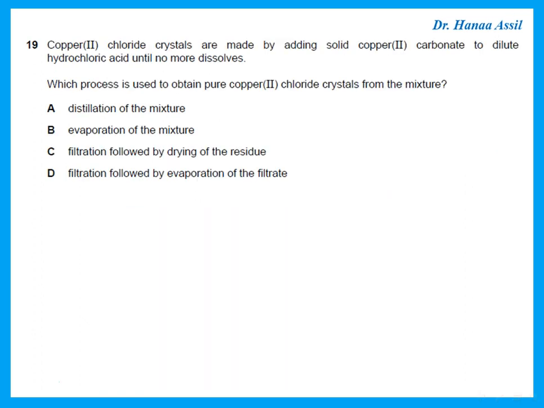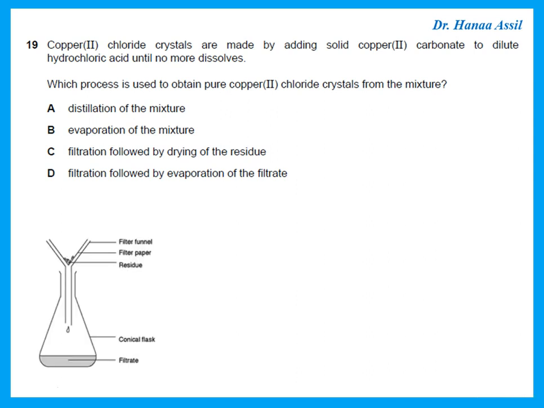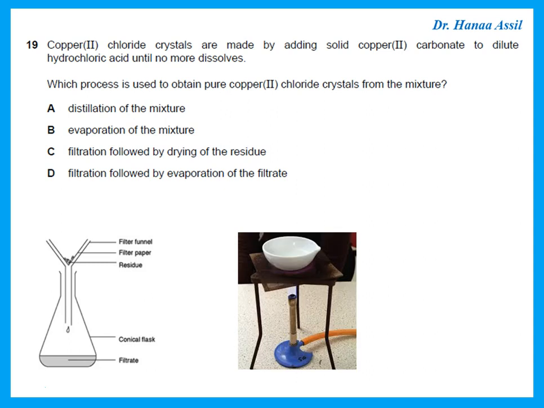Copper(II) chloride crystals are made by adding solid copper(II) carbonate to dilute hydrochloric acid until no more dissolves. Which process is used to obtain pure crystals from this mixture? So he's trying to make copper chloride. He's going to add excess solid copper carbonate. That means the first thing he needs to do is filtration. And then in this case, the residue is something I don't want. It's the excess copper carbonate. So I'm going to take the filtrate and do what? Crystallization or evaporation in order to get crystals.